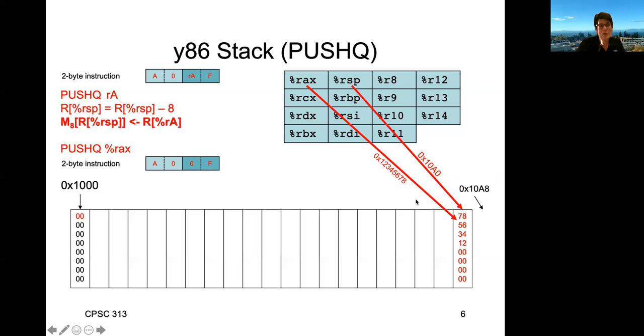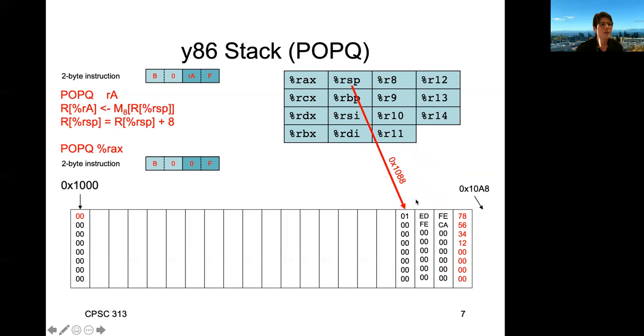Let's look at the inverse, which is the pop instruction. So now it's a 2-byte instruction. Its opcode is B, and it too takes a single register, rA. What it's going to do is take the value in memory at the location of the stack pointer and put it into the register referenced by rA.